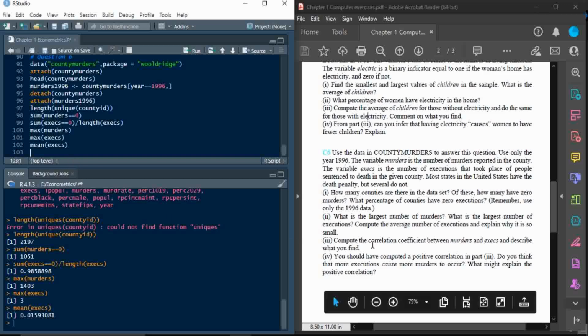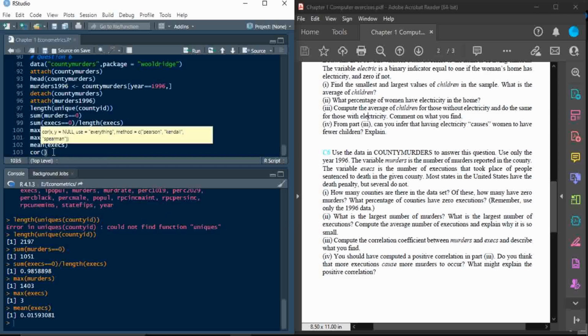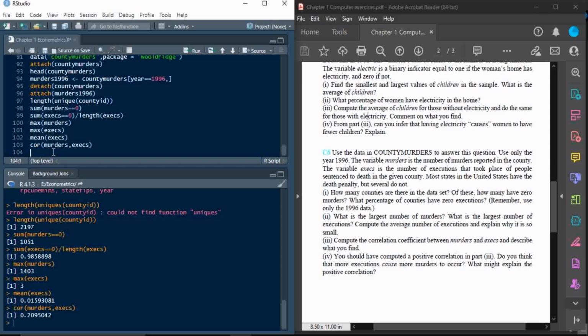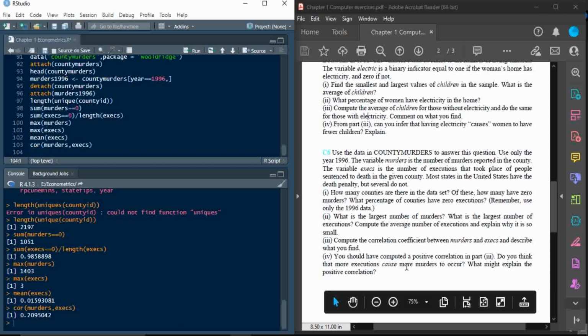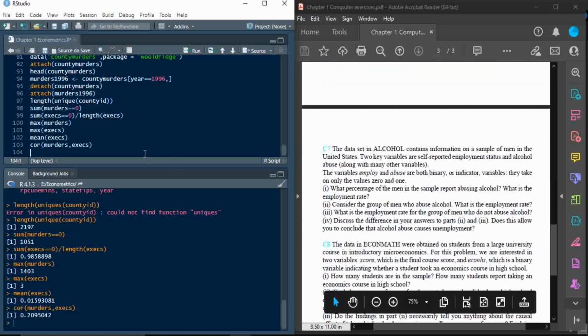Now let's look at the third part. Compute the correlation coefficient between murders and executions. Simple. Type cor from base R, and the column names are murders and execs. The correlation between murders and executions is 20%. It is very low. And why it is so low, you can again comment in the comment section, and we will together look at this. And the fourth part says you should have computed a positive correlation in part third. Do you think that more executions cause more murders to occur? What might explain the positive correlation? We can discuss this in the comment section. Now let's come to the seventh question.